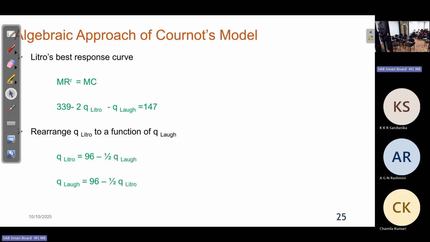So this one we say is the best response function of firm 2. That means depending on the amount produced by firm 1, we will decide firm 2's quantity. Okay, write this down.